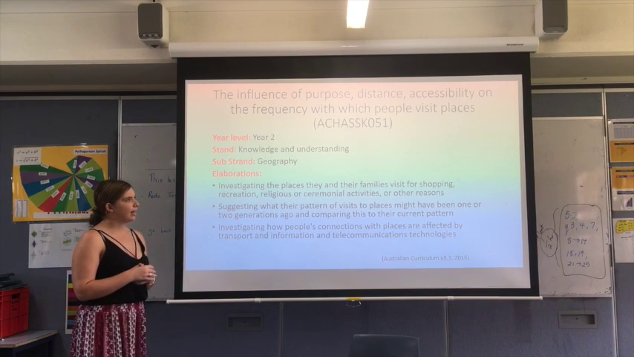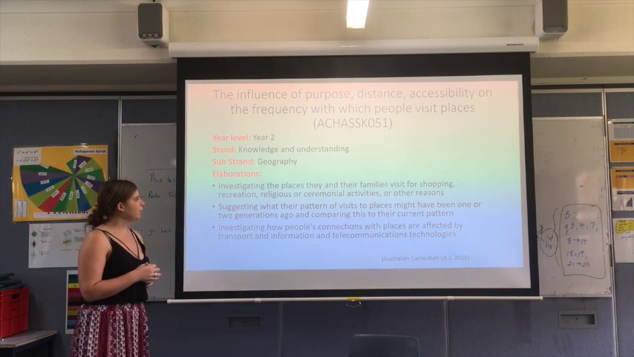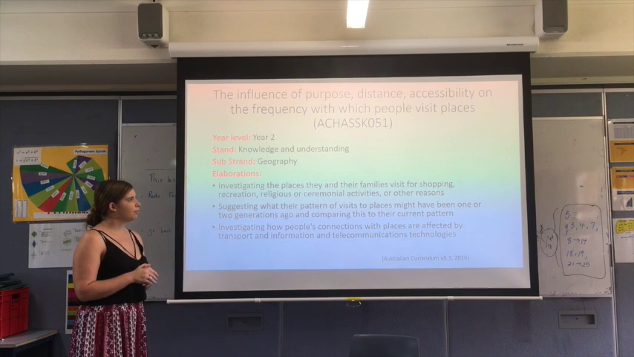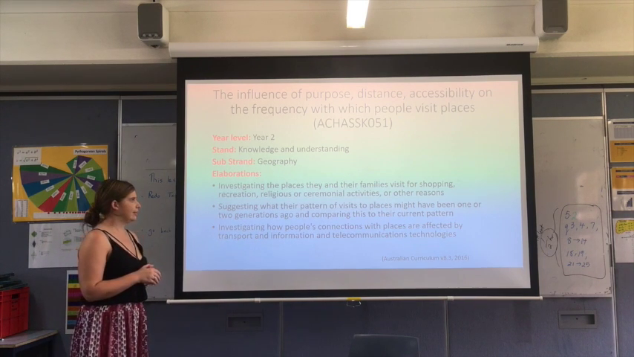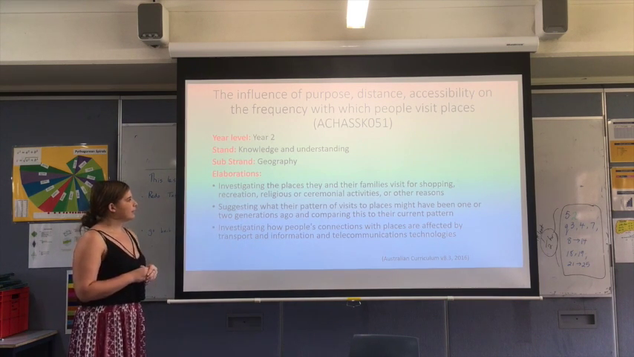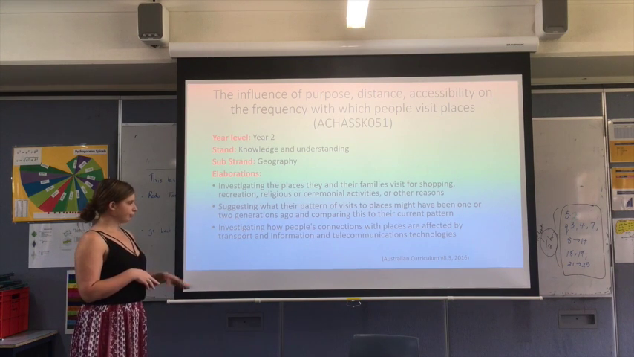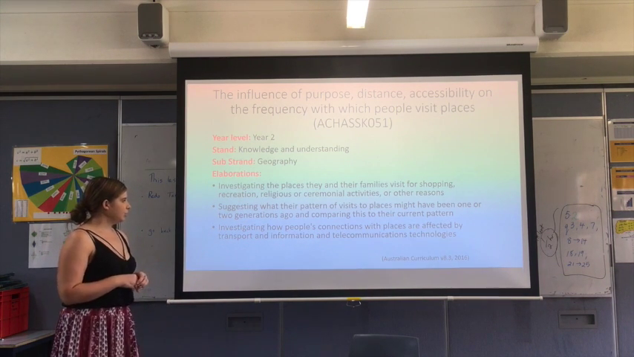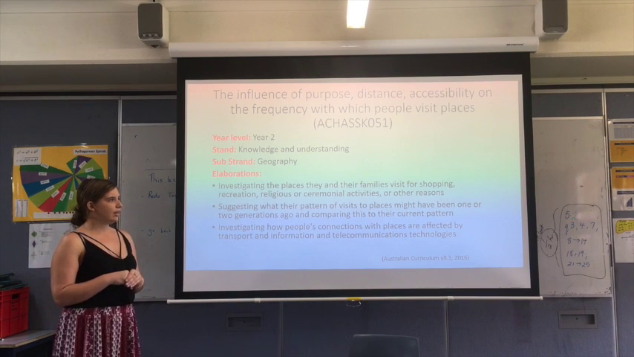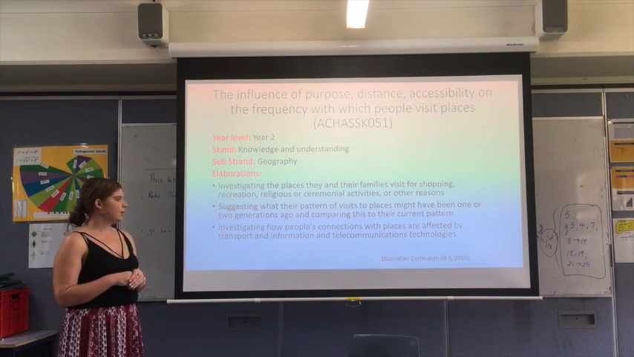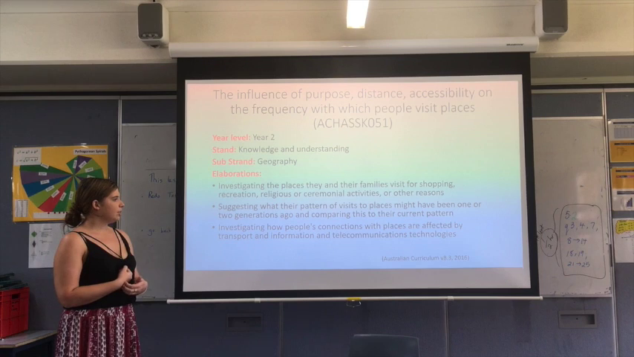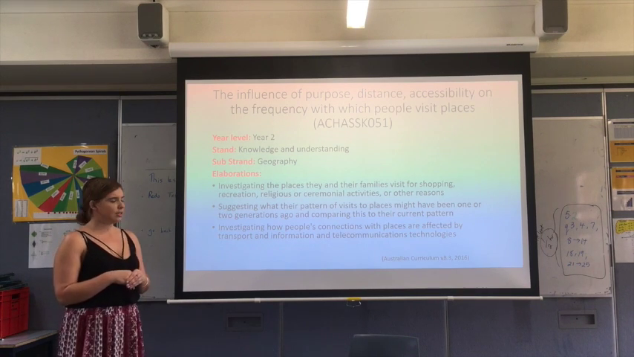investigating the places they and their families visit for shopping, recreation, religious or ceremonial activities or other reasons. The second one was suggesting what their patterns of visits to places might have been 1 or 2 generations ago and comparing this to their current pattern. The third elaboration was to investigate how people's connections with places are affected by transport and information and telecommunication technologies.